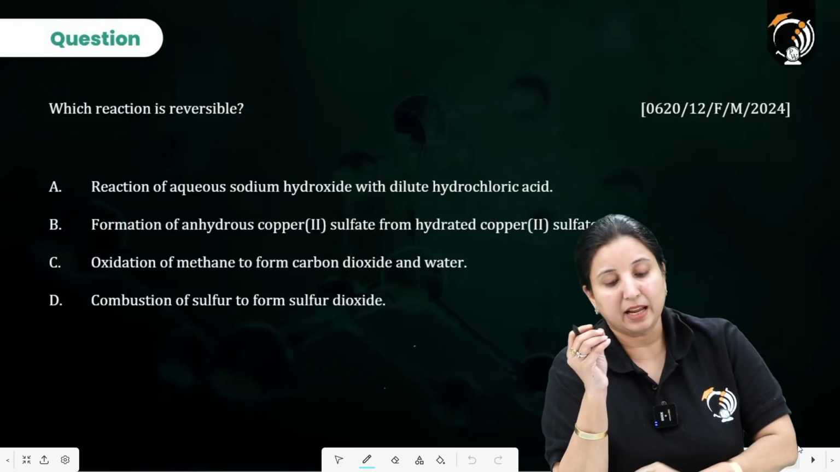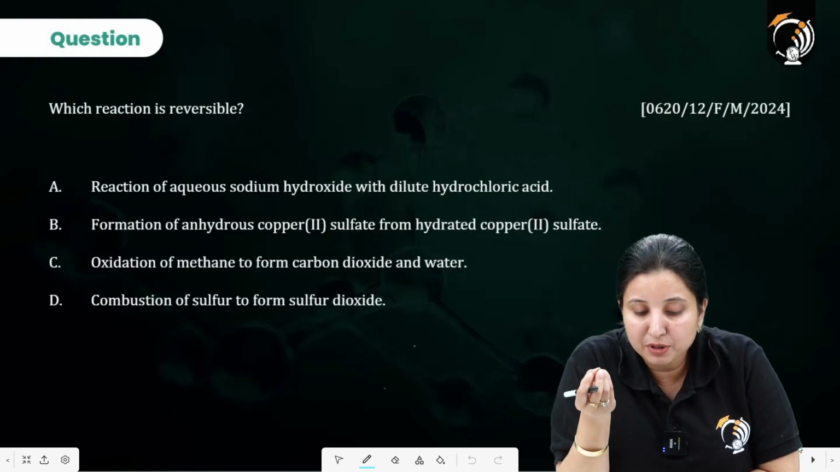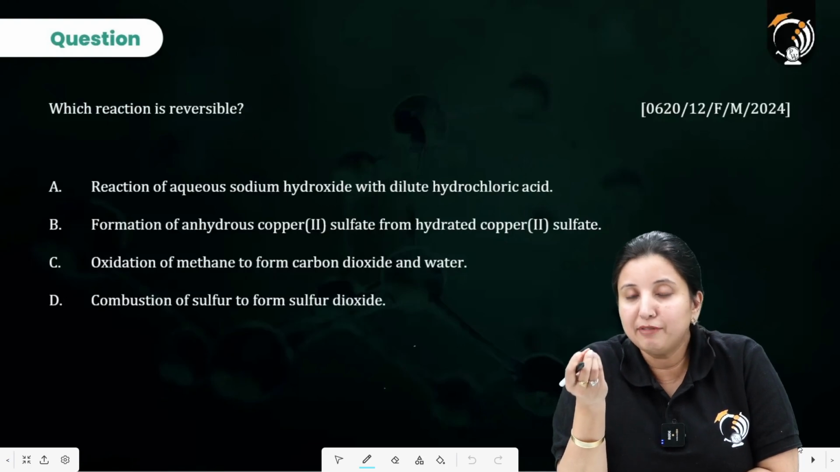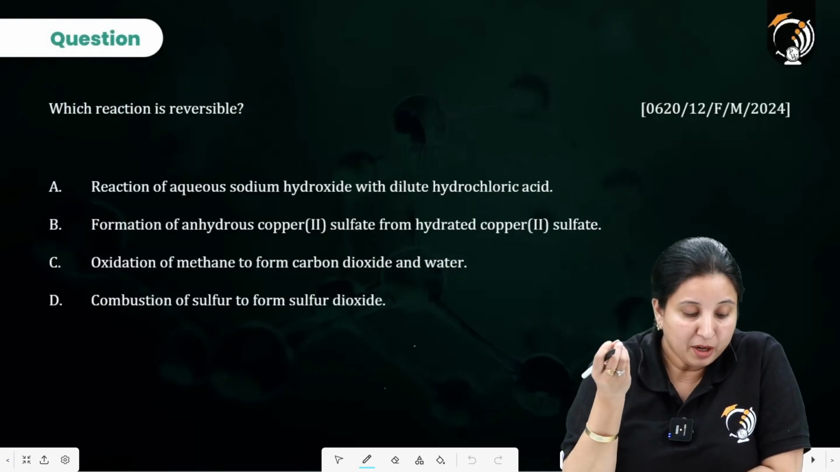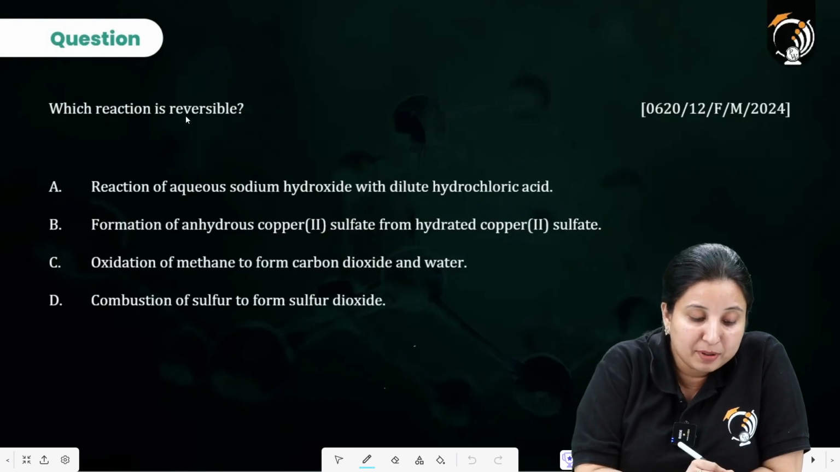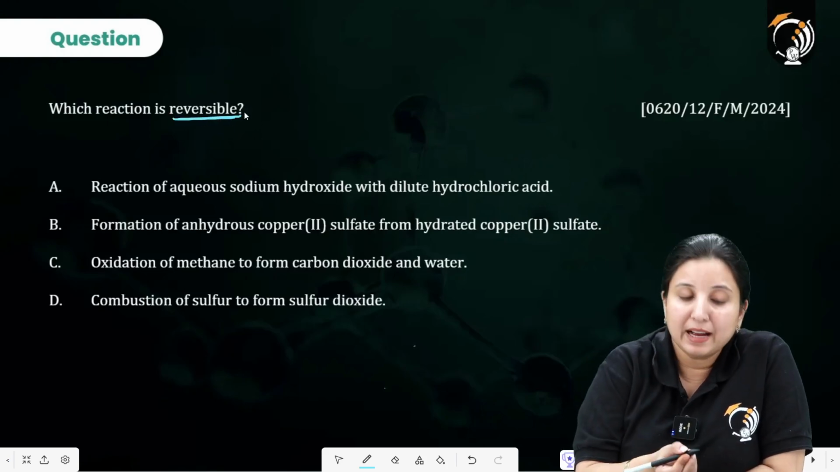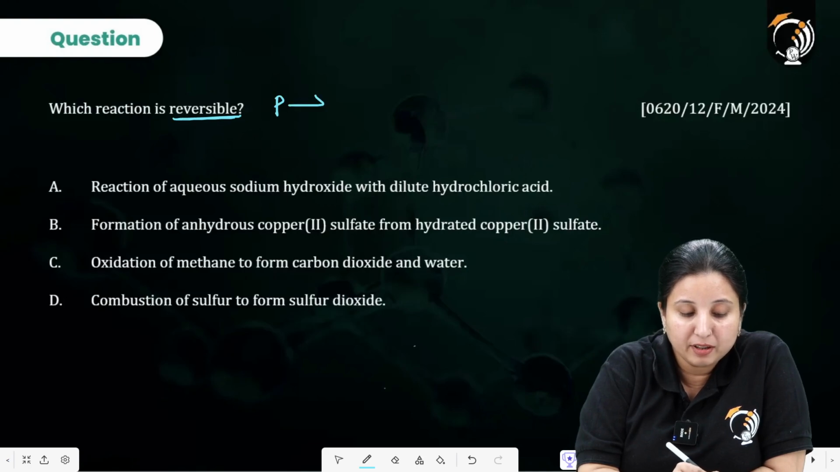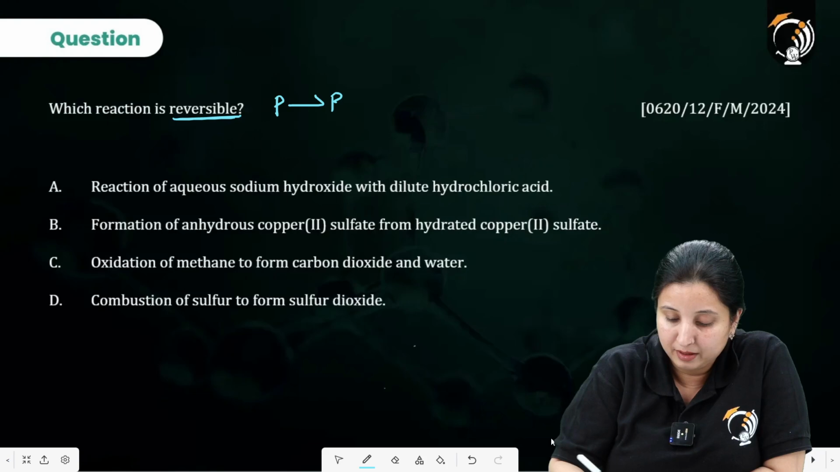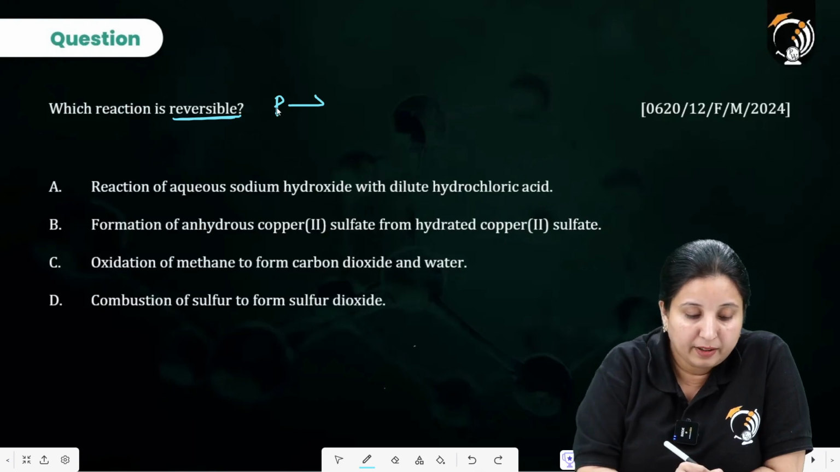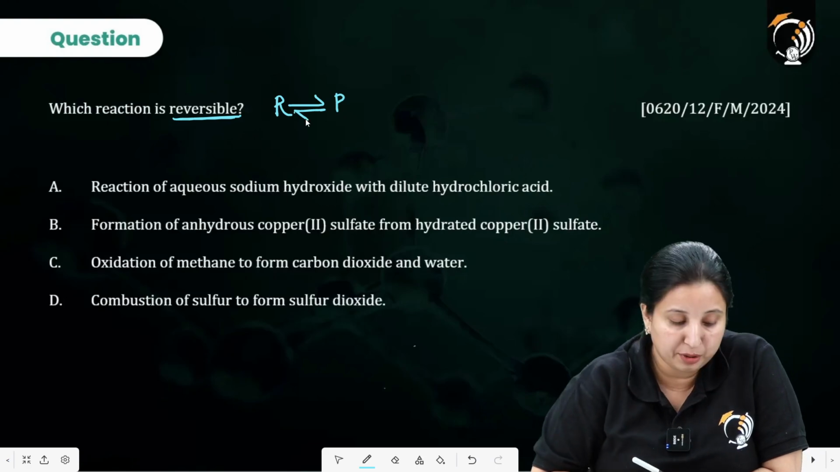So let's see the type of questions. The first question is from variant 12, February March 2024. Which reaction is a reversible reaction? Now reversible reaction means what? The reactant is converting into a product, and at the same time the product is converting into a reactant.